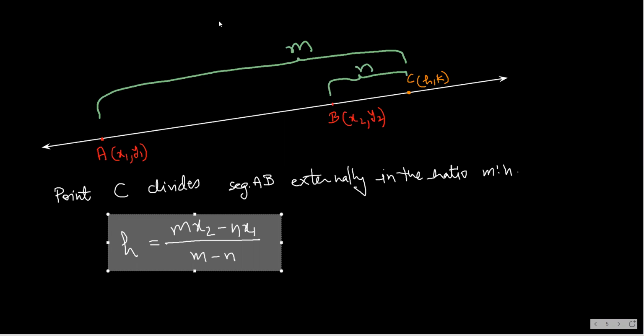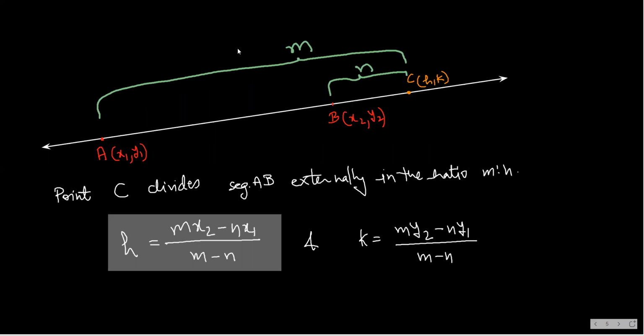Now we will write the y coordinate of point C. And here k equals my2 minus ny1 upon m minus n.